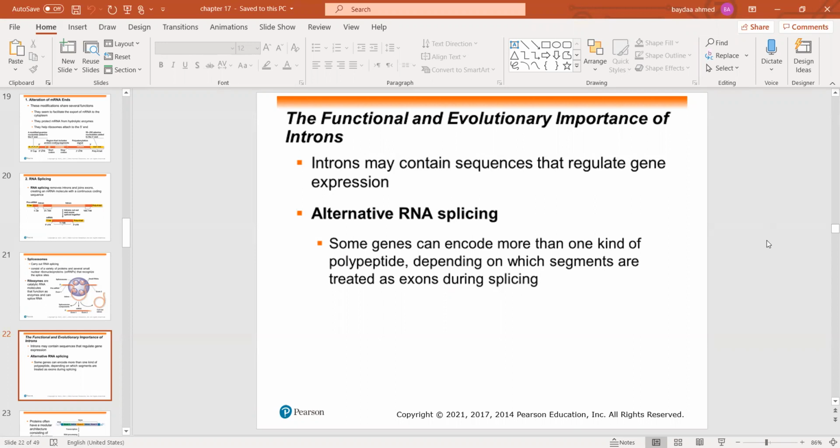One important consequence of the presence of introns in genes is that a single gene can encode more than one kind of polypeptide. Many genes are known to give rise to two or more different polypeptides, depending on which segments are treated as exons during RNA processing. This is called alternative RNA splicing.